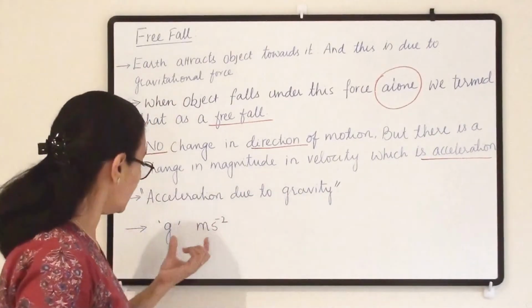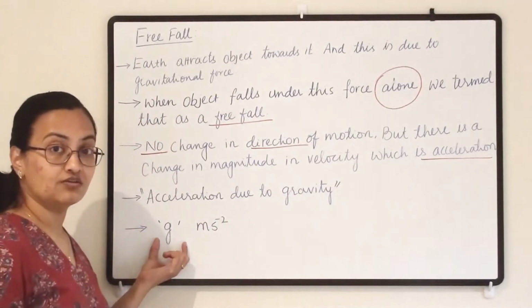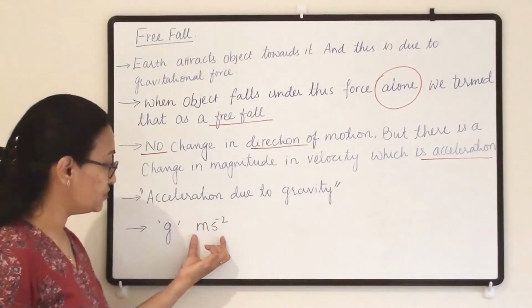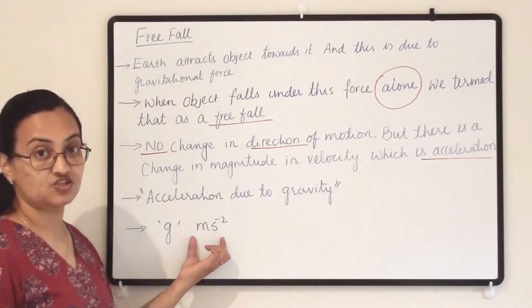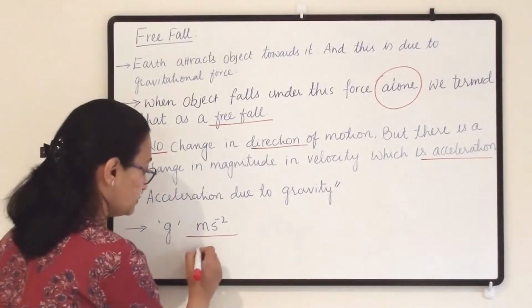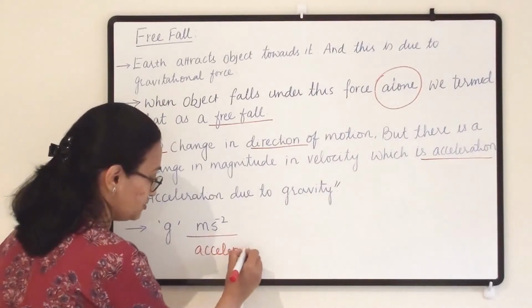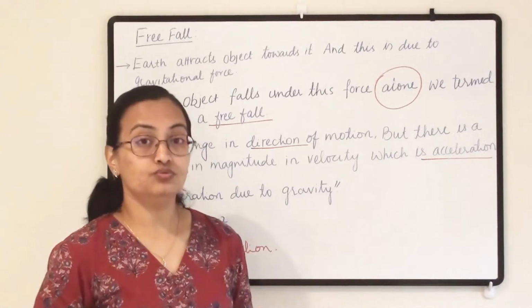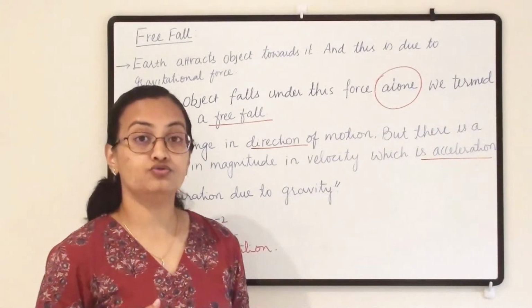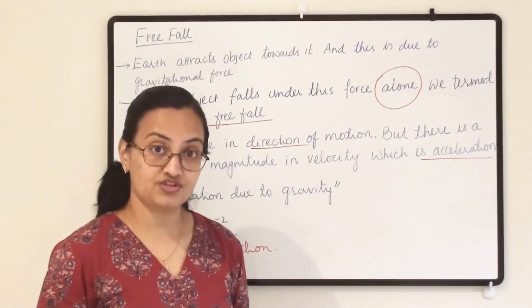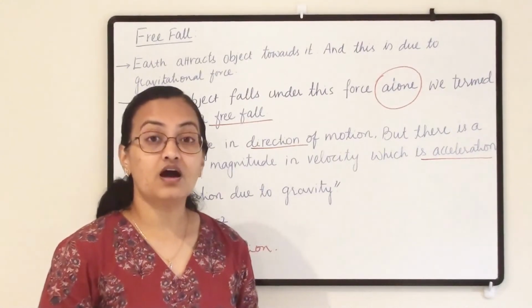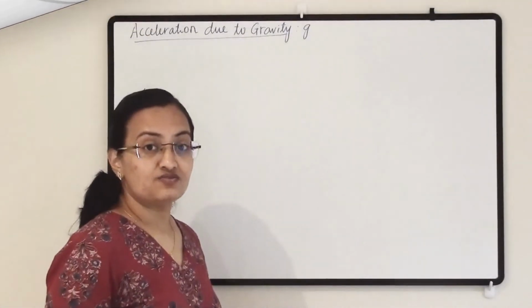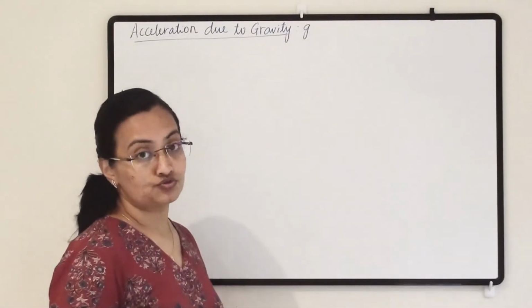Now the constant g we are using for this acceleration due to gravity term, and the unit for g is meter per second square, same as the acceleration unit. Now let us find out formulas to calculate the g, or how to find out the g for any particular object, and we will learn how to calculate the value for constant g.